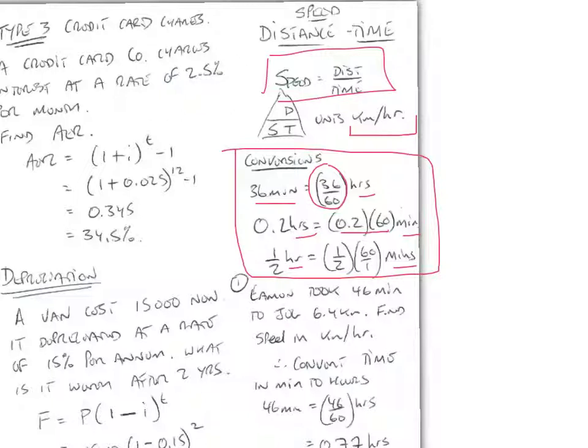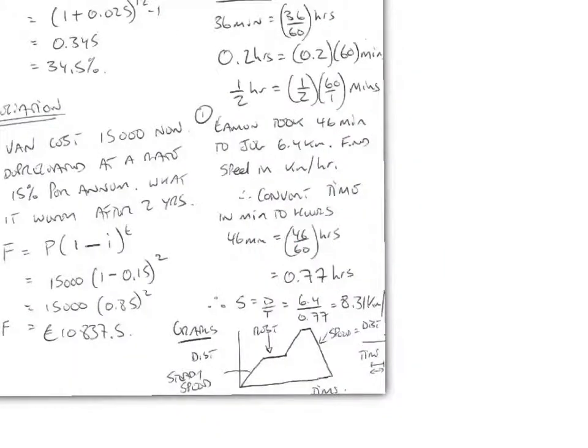Let's look at an example. Eamon took 46 minutes to jog a distance of 6.4 kilometres. Find his speed in kilometres per hour. They've given us the time in minutes, so we need to convert the time in minutes to hours. 46 minutes is the same as 46 over 60 hours, and that's 0.77 hours. Now, speed equals distance over time. Our distance units are kilometres, our time units are in hours, so 6.4 divided by 0.77 is 8.31 kilometres per hour.